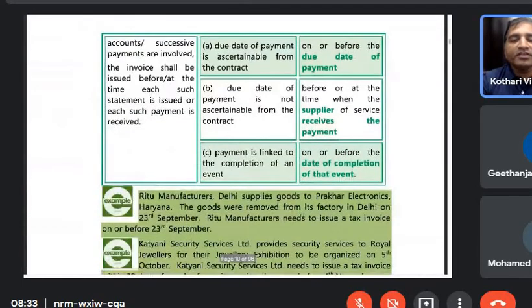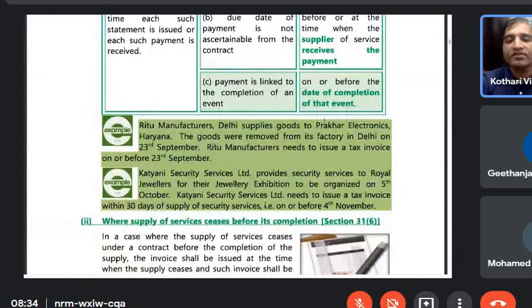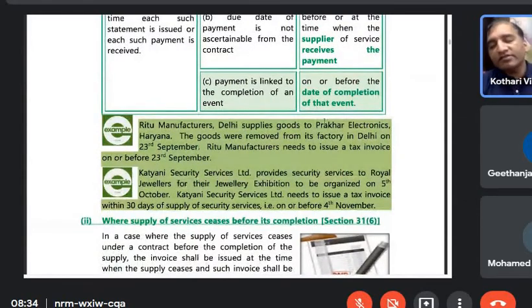And we have seen that a tax invoice can be issued either at the time of removal or before removal. In case of services, it is 30 days from the date of provision of service, and for banking services it is 45 days.